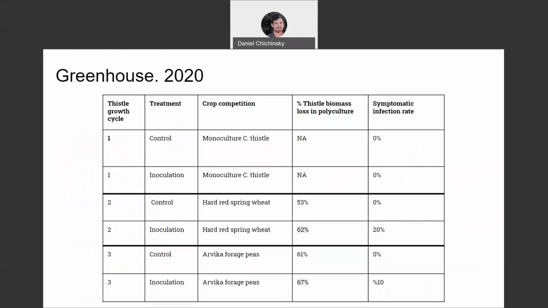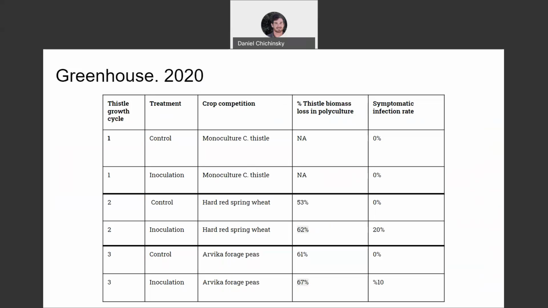So these are our preliminary results from the competition experiment in the greenhouse. The left-hand column shows our 3 cycles. Within each cycle, we had our control treatment and we had our inoculated treatment. Growth cycle 1 was our simulated fallow, where thistle was just grown in monoculture. So we don't have any results for competition because we didn't have a competition crop in those planters. In both our control and inoculation in cycle 1, we had 0% symptomatic infection.